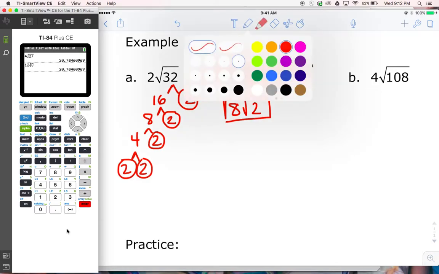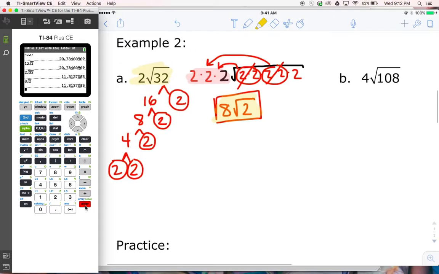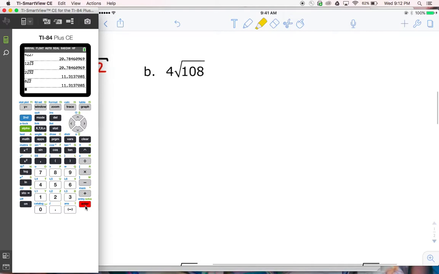Okay, now I'm going to quickly check my answers in my calculator. 8 square root of 2 should match 2 square root of 32. Here we go. So we've got 2 square root of 32, and this decimal is 11 point something, and I'm going to check my 8 square root of 2, and we also get 11 point something. Awesome.